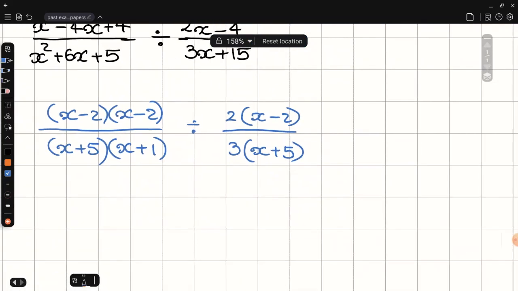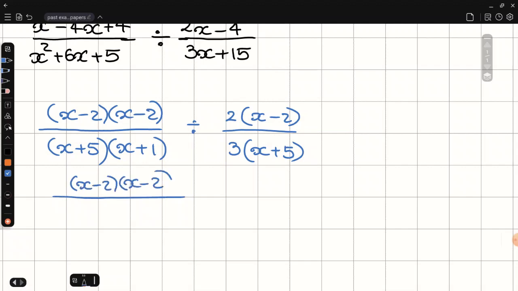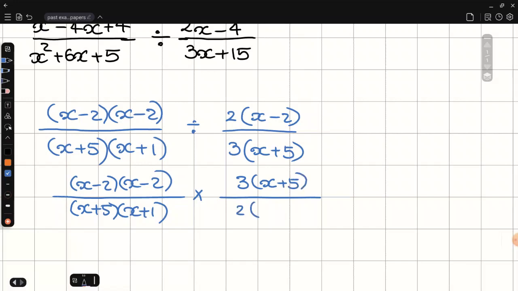Like we did for the first example, we know that when we are dividing fractions, we copy the first fraction and multiply by the reciprocal of the other fraction. So we copy, change, and flip the second fraction. I'm going to copy the first fraction, then change the sign to multiplication, and then flip the second fraction. So we will have x minus 2 as a denominator.